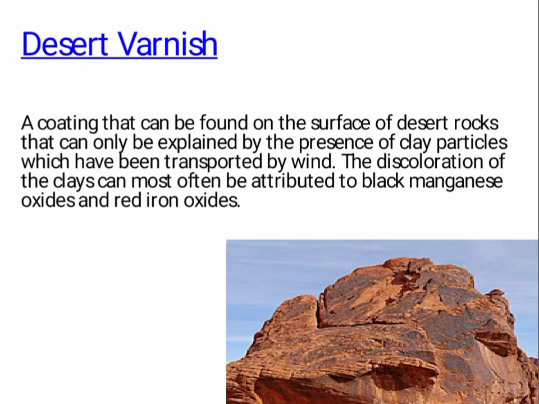The next is desert varnish, a coating that can be found on the surface of desert rocks that can only be explained by the presence of clay particles which have been transported by wind. This discoloration of the clay can most often be attributed to black manganese oxide and red iron oxide.